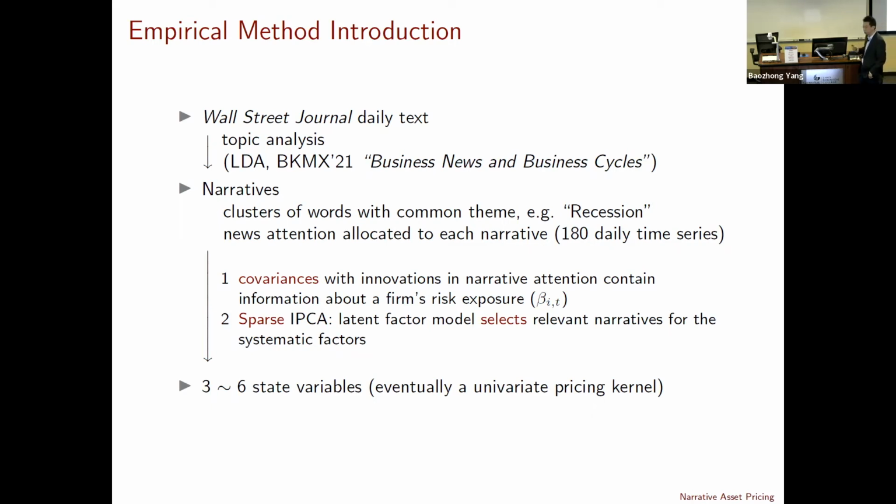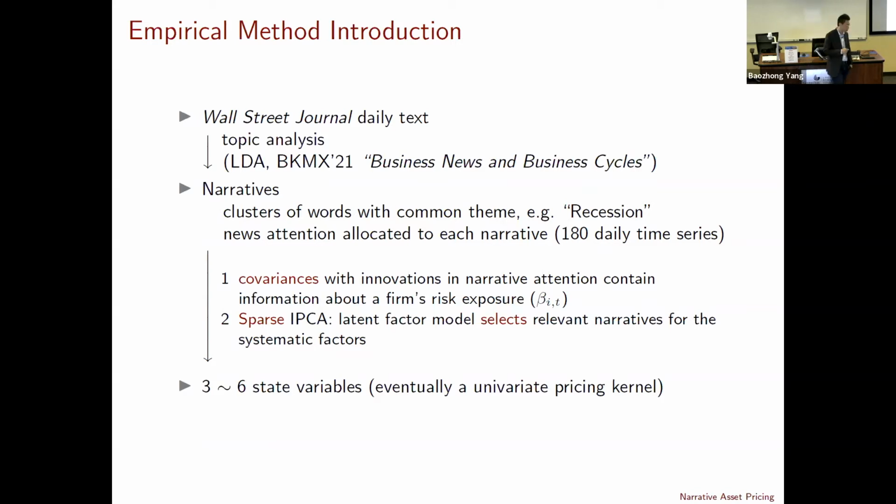So if I find a stock whose return always drops when recession is mentioned, that tells me, okay, this is really a pro-cyclical return. It tells me there's probably a lot of risk in this stock. It tells me something about this stock's risk exposure, its beta, right? So the covariance with innovations in narrative attention tells me something about the stock's beta.